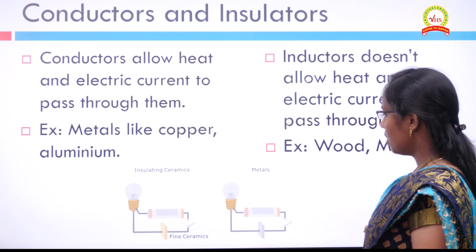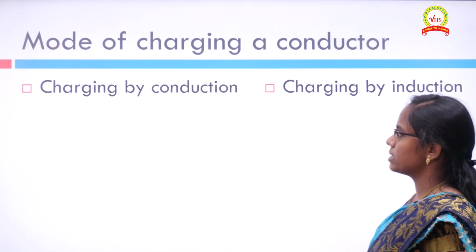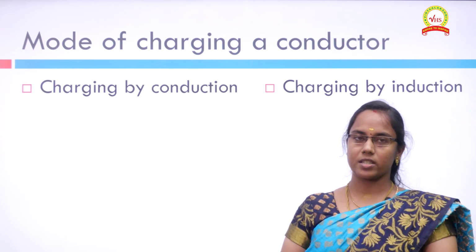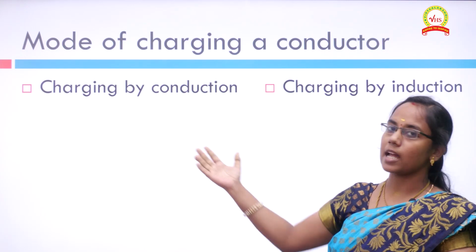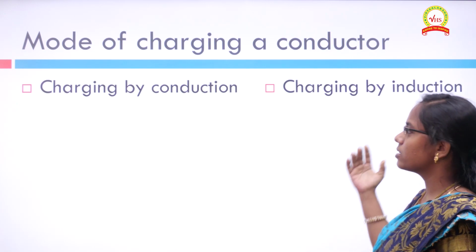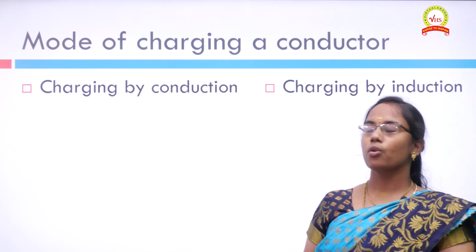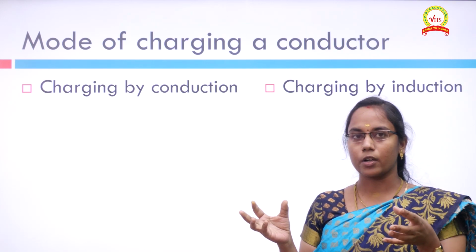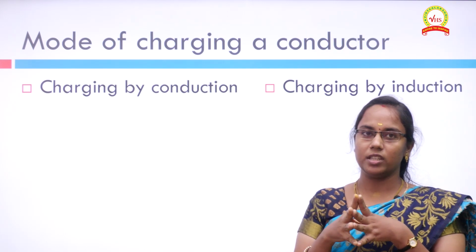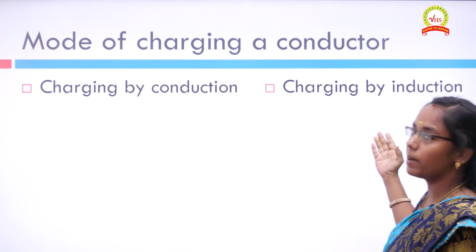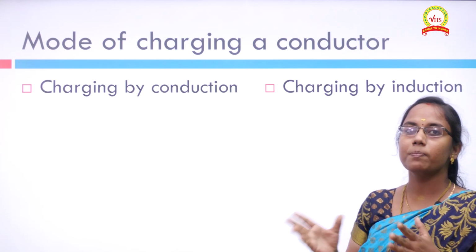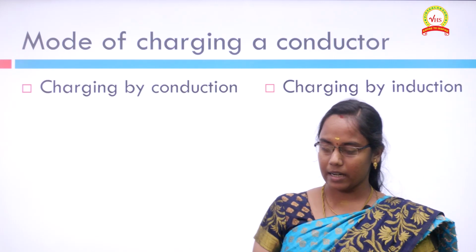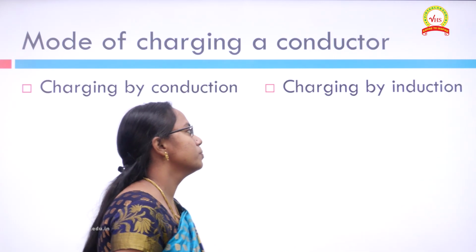The next topic that we are going to see is modes of charging a conductor. There are two ways to charge a conductor. The first method is charging by conduction and the second method is charging by induction. In charging by conduction, the two surfaces are in direct contact with each other, whereas in charging by induction, the objects will not be in direct contact. Let's see how a conductor can be charged by these two methods.